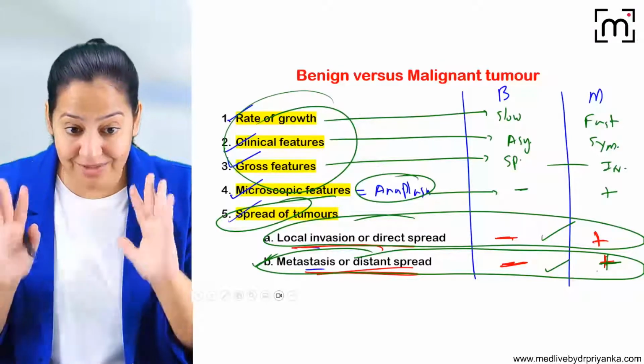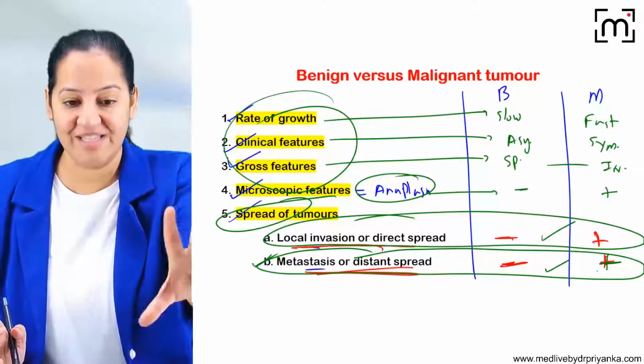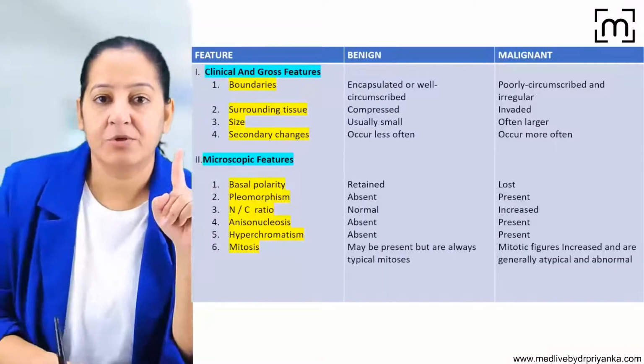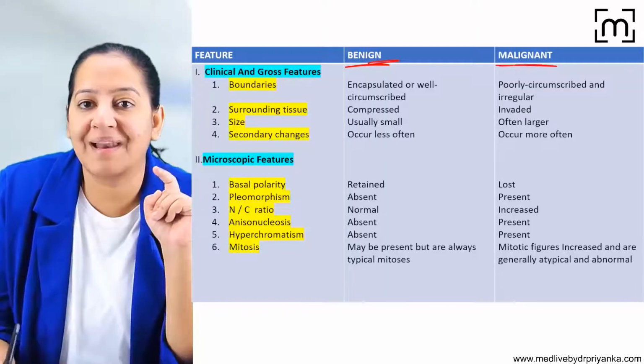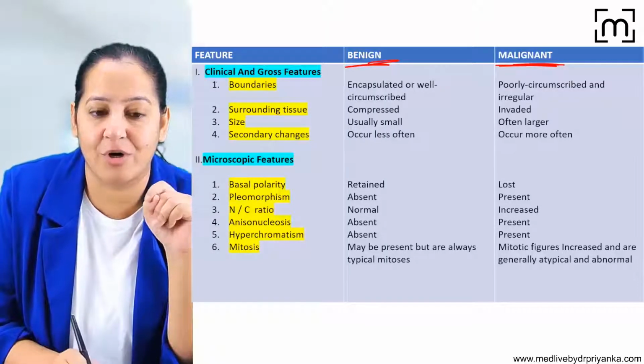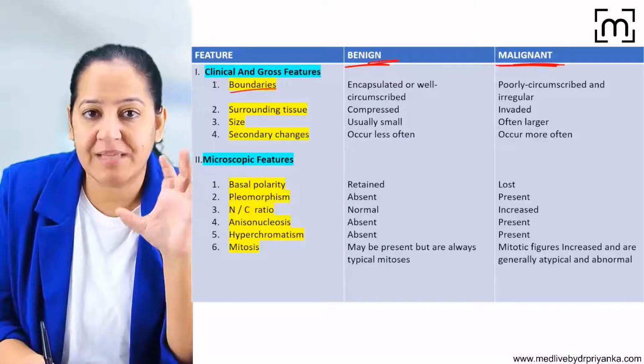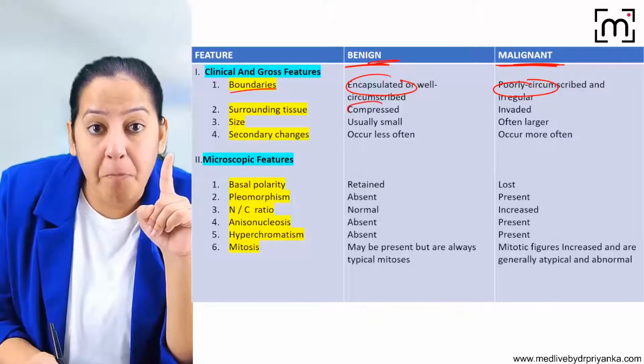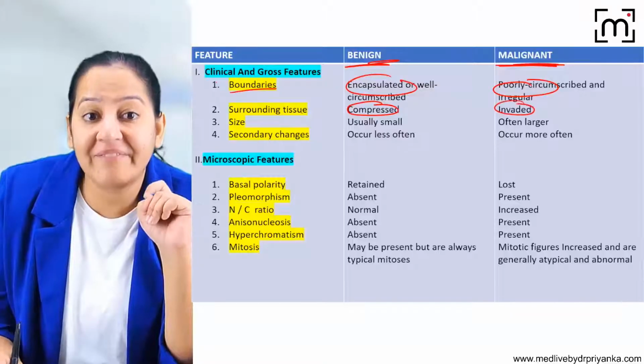I hope the concept is crystal clear. Based on these 5 features, differentiate the benign versus malignant. Make this table: benign tumor versus malignant tumor. See, the clinical features and gross we have taken together. The benign tumors are well encapsulated. The malignant are non-capsulated. The benign tumor compresses the surrounding tissue. The malignant tumor invades the surrounding tissue.